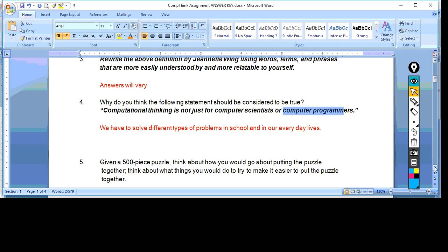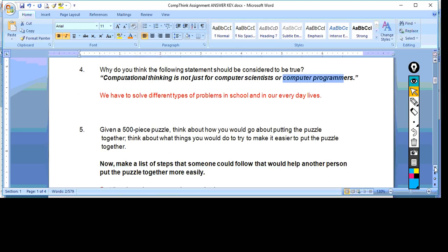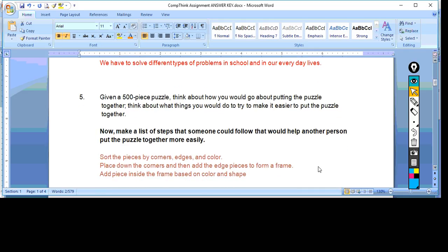And so you have a 500-piece puzzle. What kind of steps would you give that somebody could follow, and that could help them put the puzzle together more easily? I wrote down 3 steps, which isn't the best. Step one, sort the pieces by corners, edges, and colors. Place down the corners, and then add edge pieces to form a frame. Then add pieces inside the frame based on color and shape and things like that.